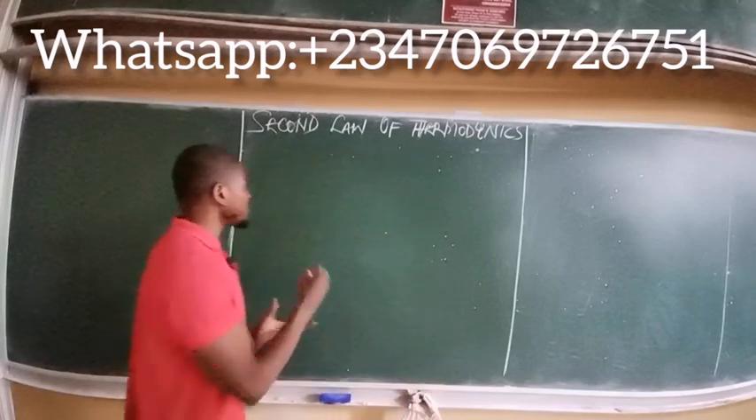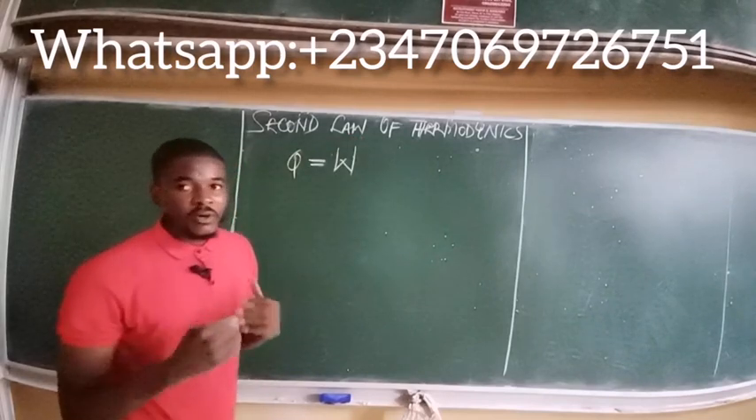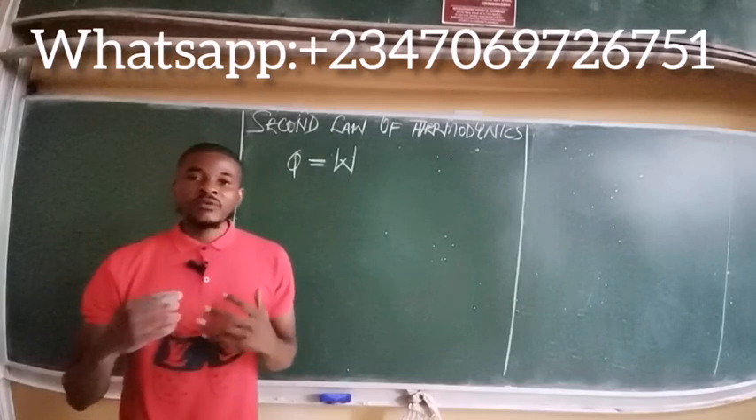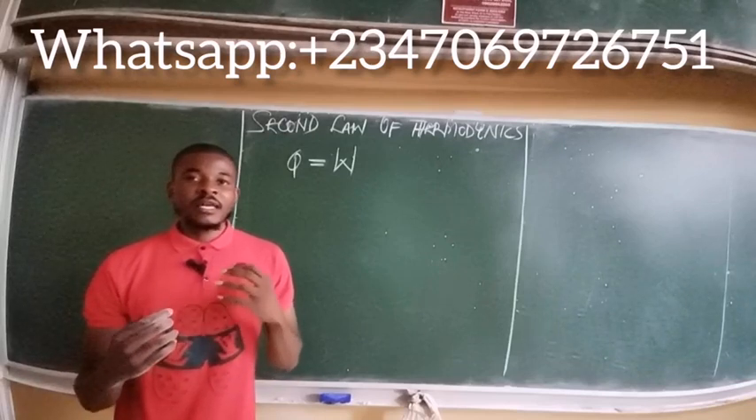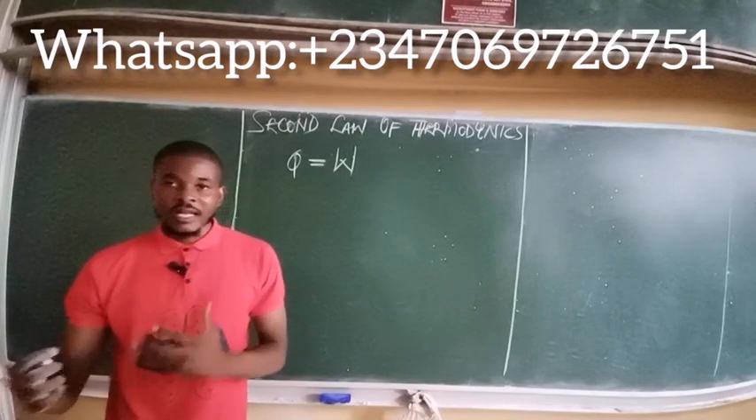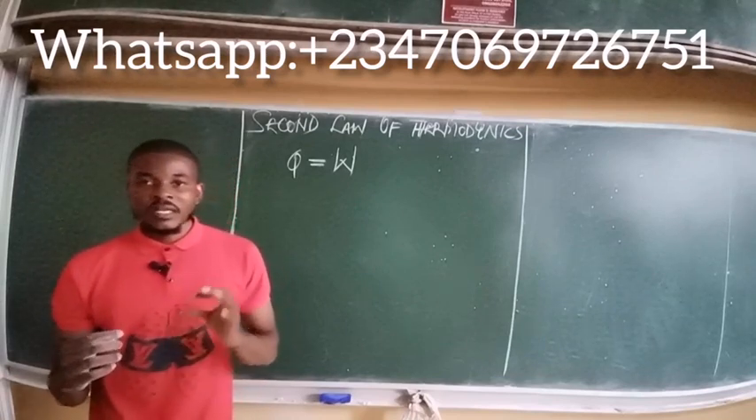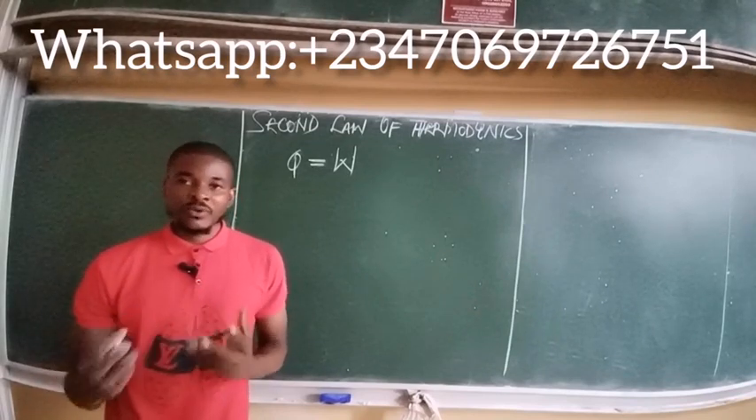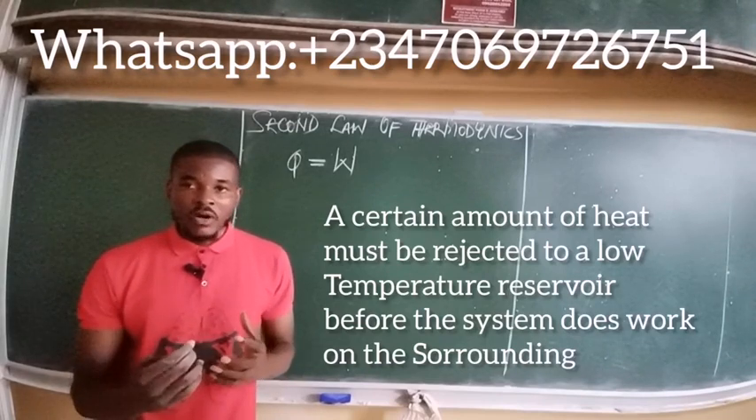And mathematically, that law simply gave us that heat transferred is equal to work. But the second law is simply saying that it is impossible for us to convert the entire heat coming into the system into work. It's impossible. So it means that a certain amount of heat must be lost before work is done on the surrounding. That's what the second law is saying: that it is impossible to construct a system which will operate on a cycle, extract heat from a higher reservoir, and do an equivalent amount of work on the surrounding. So a certain amount of heat must be lost before work is done on the surrounding.